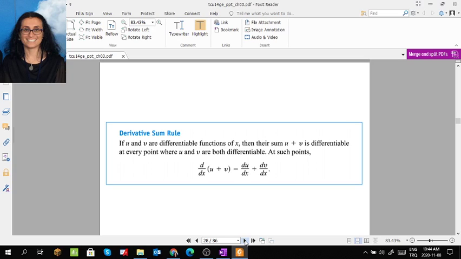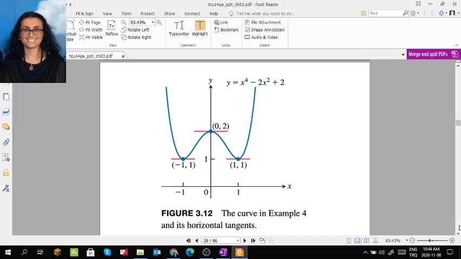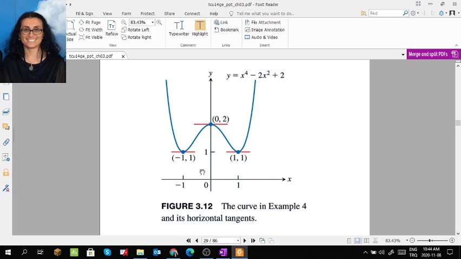How about if we have two functions and we want to take the derivative of the sum of the two functions, what can you say? How would you write this in terms of the sum of the derivatives of the other two? Actually, we have a nice rule here. The derivative of the sum of the two functions is the sum of the derivatives. Okay? And let's see. Yeah, we have this curve here, x to the 4 minus 2x squared plus 2. Okay, and I want you to look at the special points, which are -1, 0, and 1. At those points, if you look at the tangent lines, they are horizontal tangent lines.